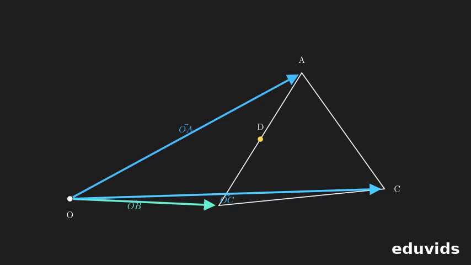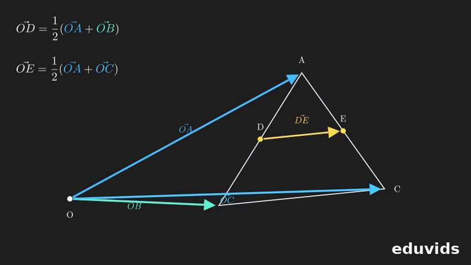Now, let D be the midpoint of side AB. The position vector of midpoint D, vector OD, is found by averaging the position vectors of A and B. So, vector OD equals 1/2 times the sum of vector OA and vector OB. Next, let E be the midpoint of side AC. Similarly, the position vector of midpoint E, vector OE, is 1/2 times the sum of vector OA and vector OC.